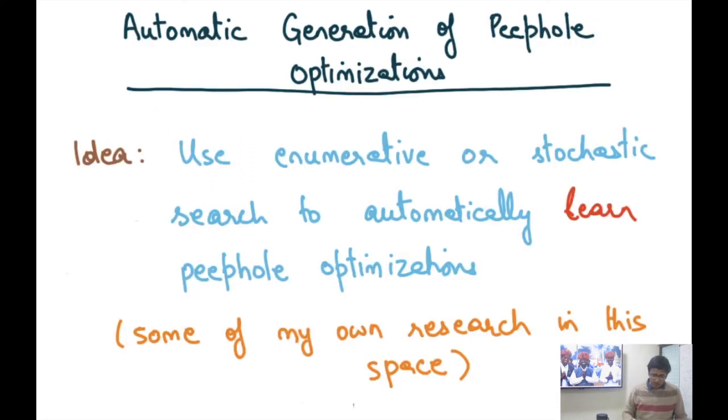There has been a lot of prior work on automatic generation of peephole optimizations, and that makes the whole idea of peephole optimizations even more attractive, because sometimes they can be automatically generated, and so they don't have to be manually codified by humans. The idea is to use enumerative or stochastic search techniques to automatically learn peephole optimizations. Sometimes these techniques are also called AI techniques. In fact, some of my own research has been in this space.